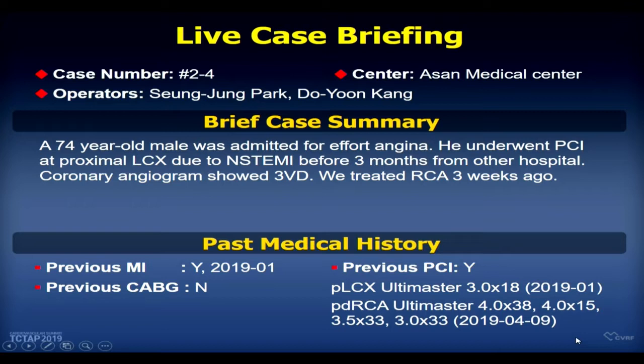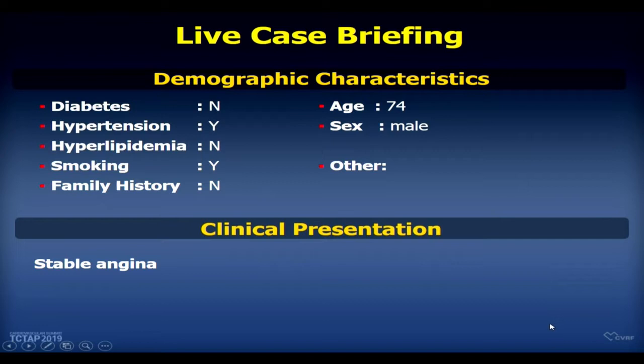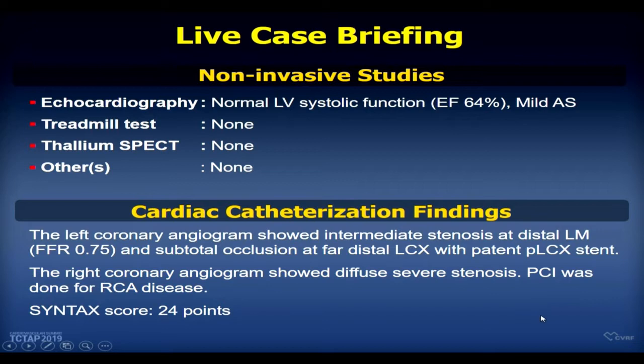The patient is a current smoker and has a history of hypertension. Echocardiography showed normal LV systolic function with mild aortic stenosis, and the left coronary angiogram showed intermediate stenosis at the distal left main, and we measured FFR. There was a subtotal occlusion at the distal circumflex, and the proximal circumflex stent was patent. The right coronary angiogram shows diffuse severe stenosis.